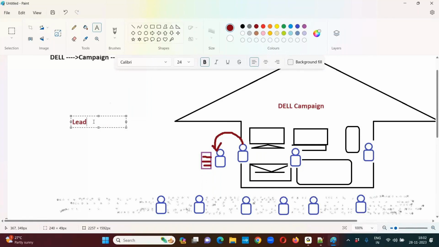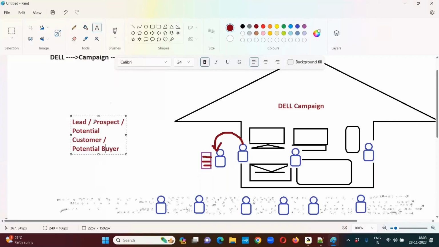Lead in the sense, the person who just showed interest in my product or service. They may buy the product, they may not buy the product. There is no guarantee here. Now, in this case, these leads are also called as prospects. This lead is also called a potential customer. This lead is also called a potential buyer.